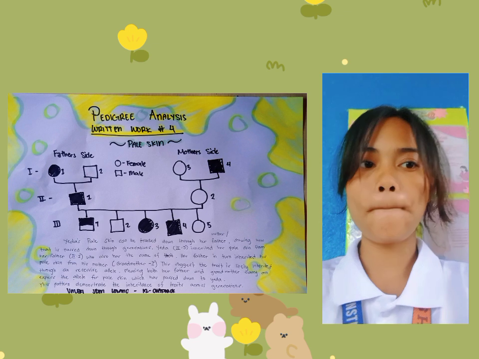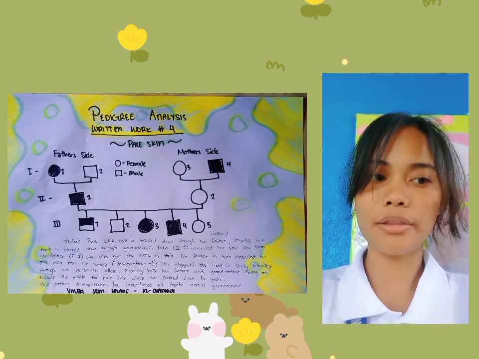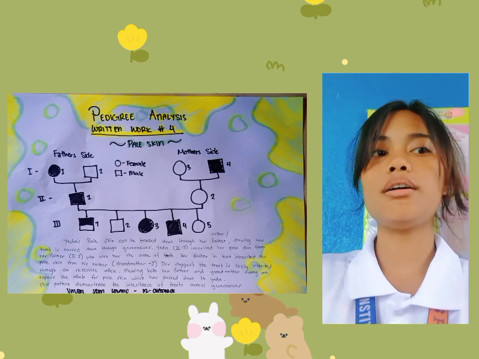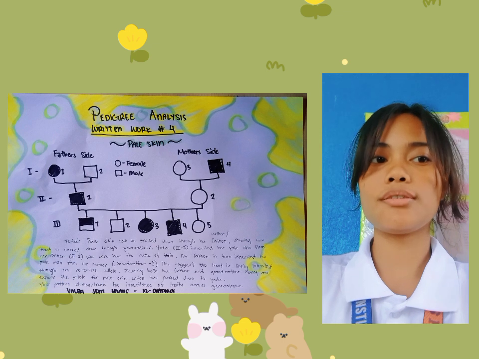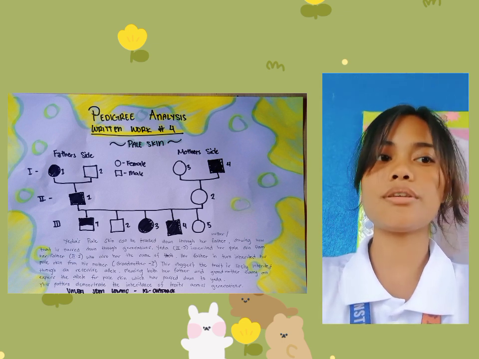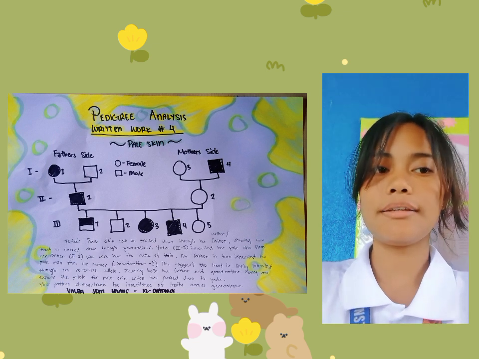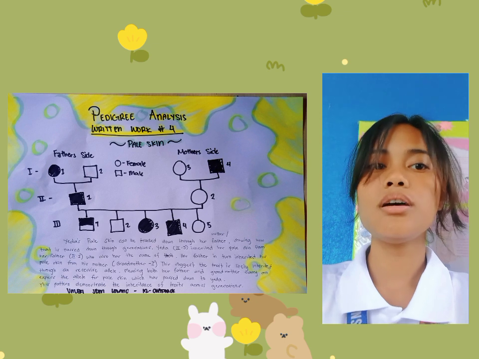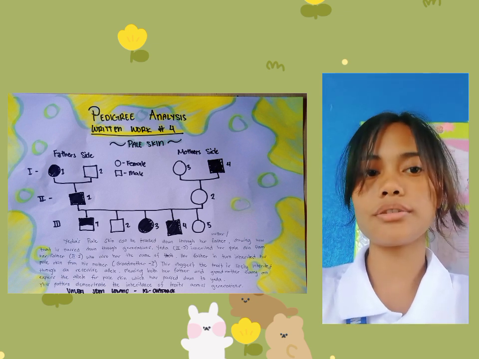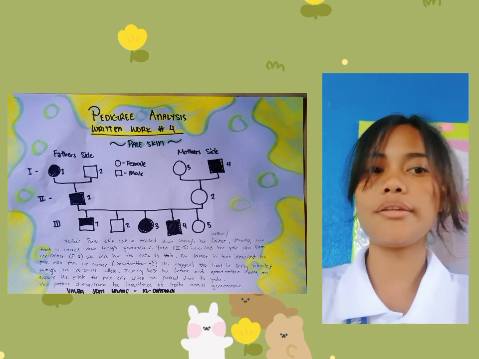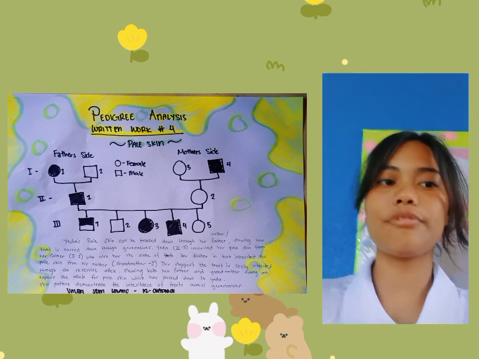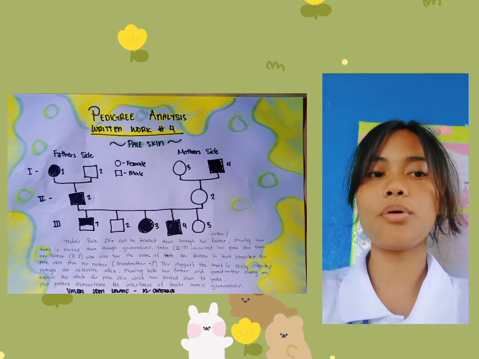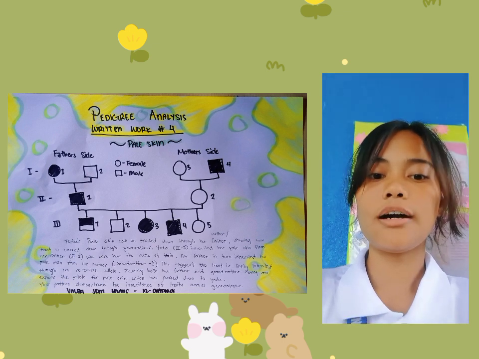It's about the traits of pale skin in their family. So, on her father's side, the first generation, which is her grandmother, is affected by the pale skin, and her grandfather isn't affected. And on her mother's side, her grandmother is not affected, while her grandfather is affected. So it means that they both have a dominant allele.